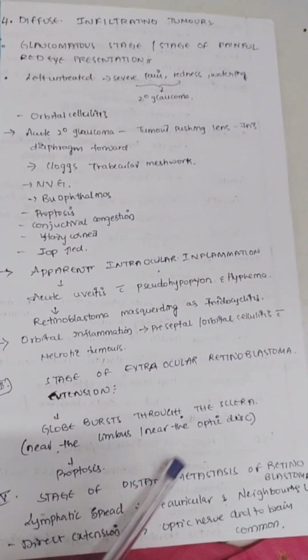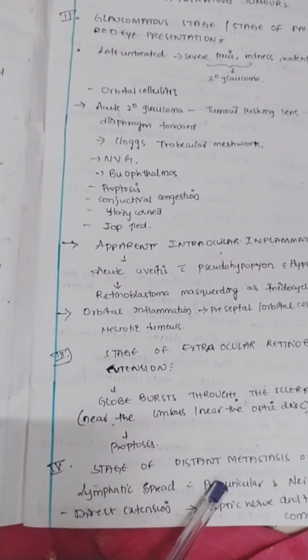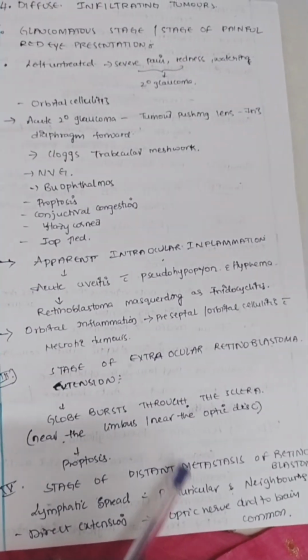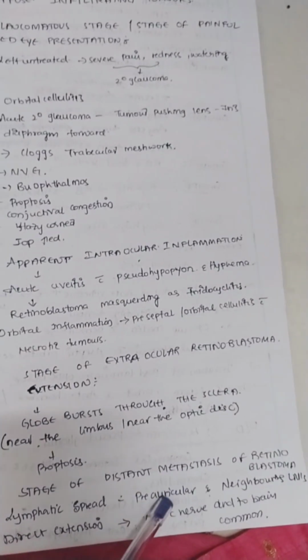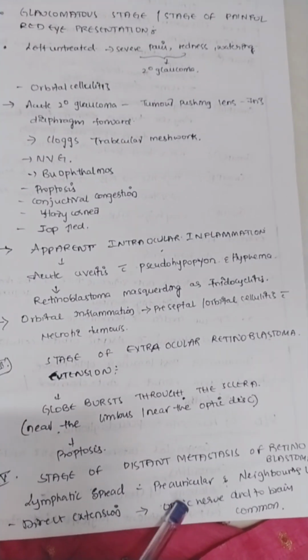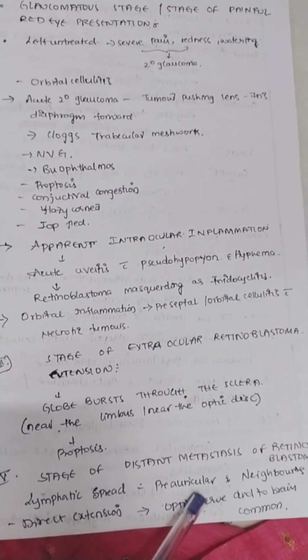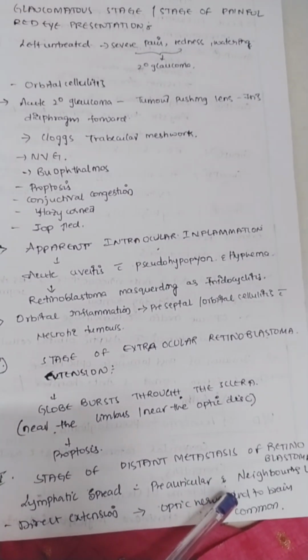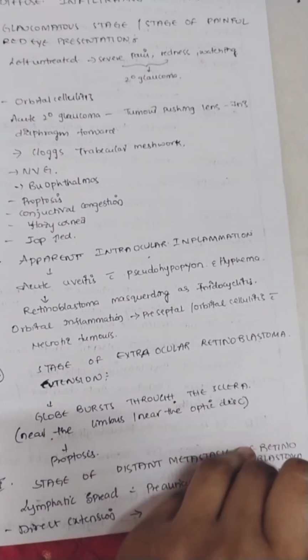Then the stage of distant metastasis of retinoblastoma. So it will spread. So what are the routes of spread? One is lymphatic. So through lymphatic spread, to preauricular or neighboring lymph nodes it will spread. And another one is direct extension through the optic nerve. The tumor may even go to the brain through the optic nerve. Okay.